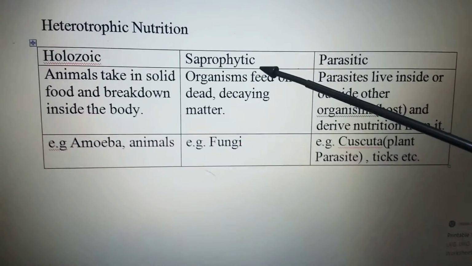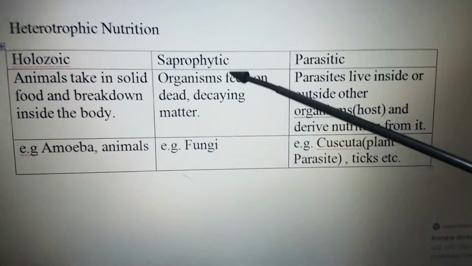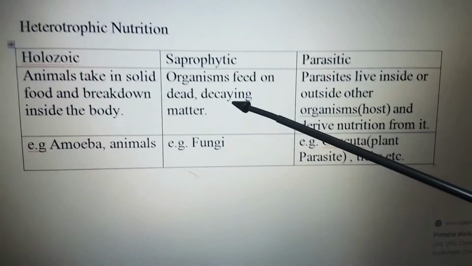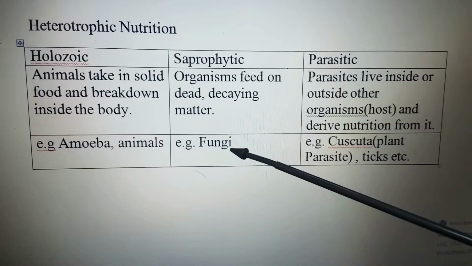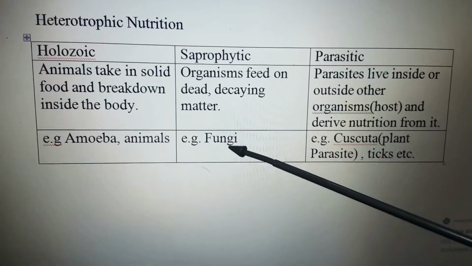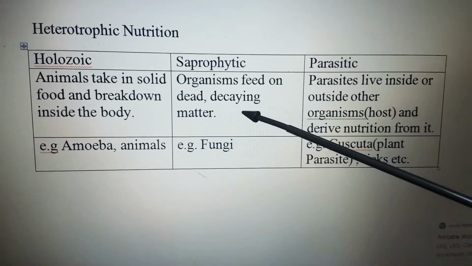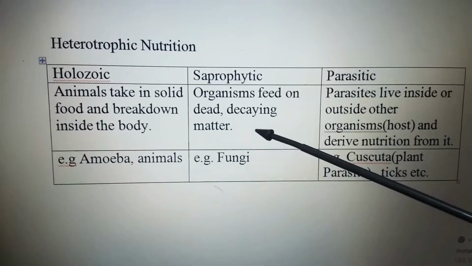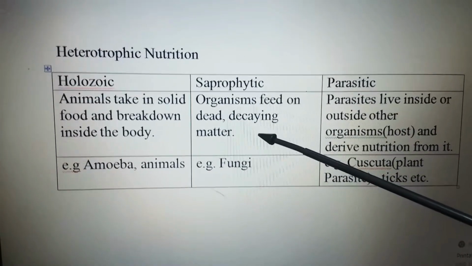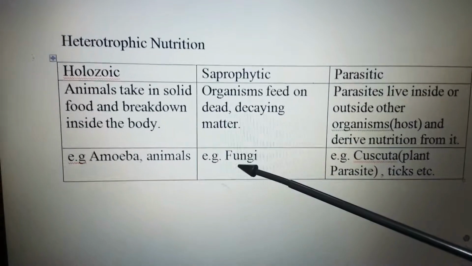Another nutrition is saprophytic nutrition. In this, the organism feeds on dead and decaying matter, such as mushroom. So the fungi mushroom derives its food from dead decaying tree logs or decaying leaves.